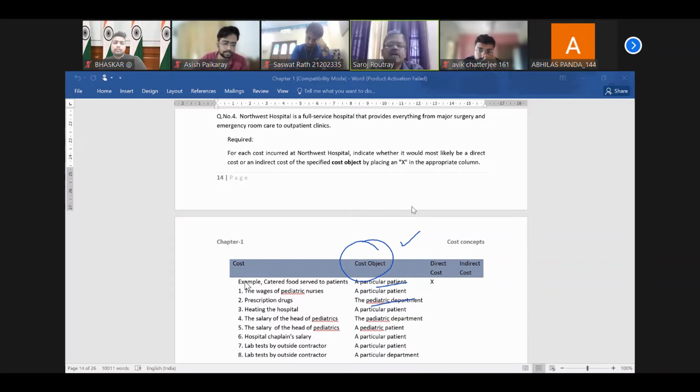All right. I am not discussing much because I have to see whether you have really got the concept or not. So I will not discuss the first point. I'll now go to the second point. The wages of pediatric nurses. And the cost object, just wait. The cost object is a particular patient. You have to answer through chat whether it is a direct cost or indirect cost.